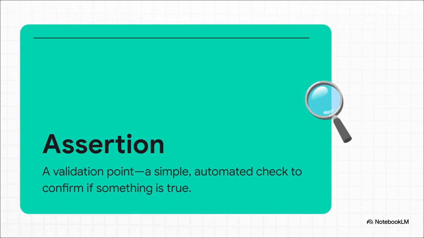Now, this whole inspection is built on a really simple but powerful idea, the assertion. Just think of an assertion as a single yes or no question on a checklist. Is the package addressed to the right place? Yes or no? Is the box damaged? Yes or no? These little automated checks are the building blocks for this entire process.